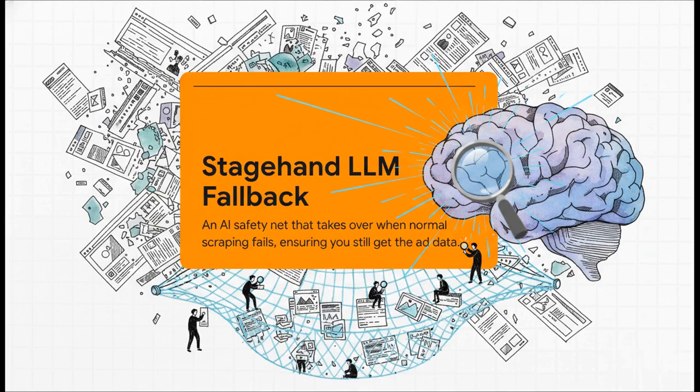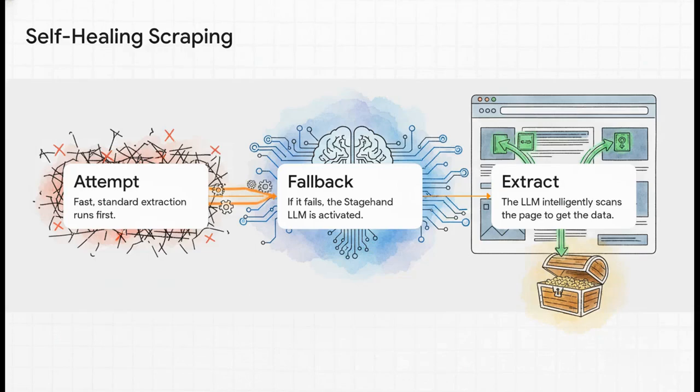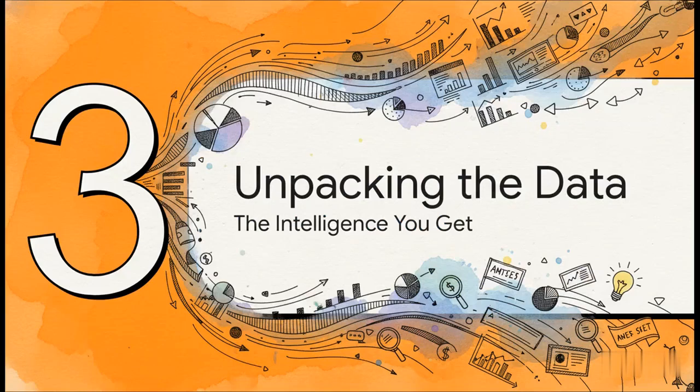So cool. The process is really simple and elegant. The tool always tries the fast, standard method first. But if it hits a wall, maybe the website code changed overnight, it doesn't just crash and burn. Nope. It activates the Stagehand AI, which then just intelligently figures out the new layout and gets the job done. It's like a self-healing system that makes sure you always get your data. Period.